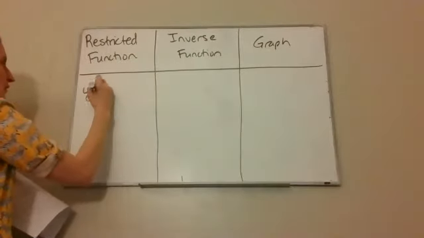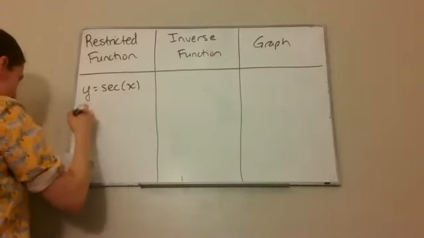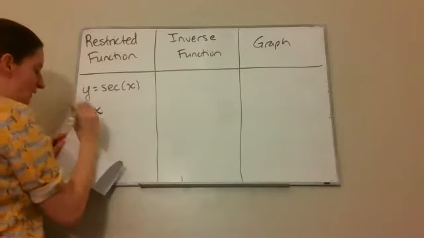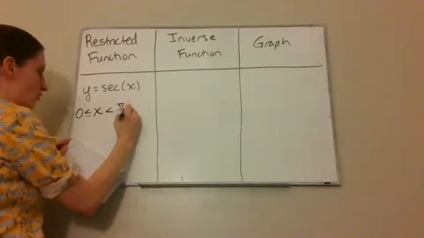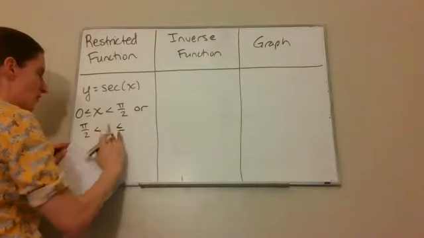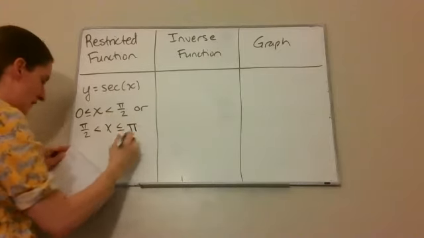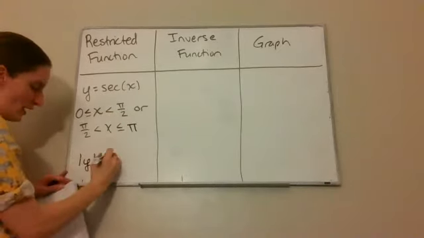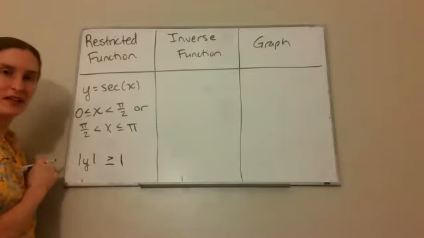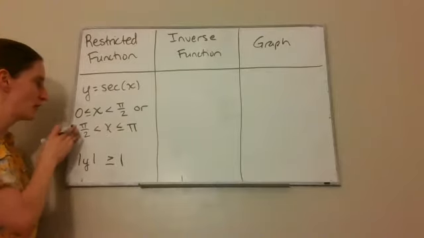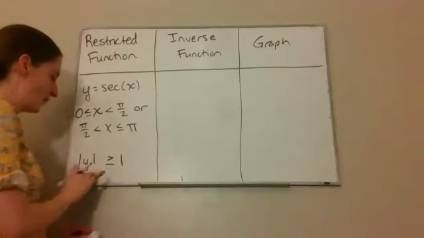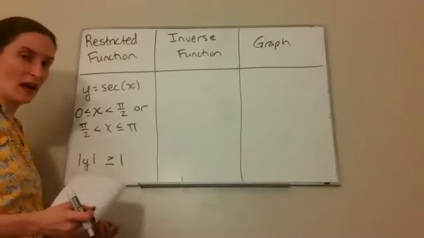And we're going to start with the restricted function y equals secant of x. And the restriction's a little strange. We have 0 less than or equal to x less than pi over 2, or pi over 2 is less than x is less than or equal to pi. And we have absolute value of y is greater than or equal to 1. So that is where we're restricting our secant function. X can be any value between 0 and pi, except for pi over 2 because we have an asymptote at pi over 2. And the output is anything greater than or equal to 1 in absolute value.